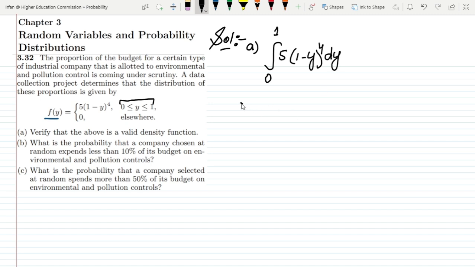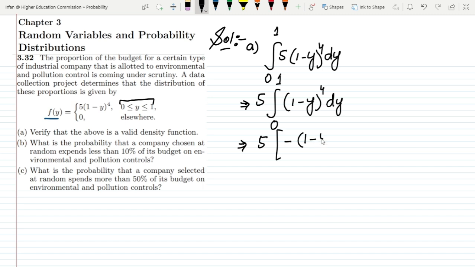Okay, so now integrating it, what I will get here is the integral from 0 to 1 of 5 times (1 minus y)^4 dy. Let me integrate it. What I will get is 5, and here we will get minus (1 minus y), with the exponent 5 divided by 5, and the range will be 0 to 1.